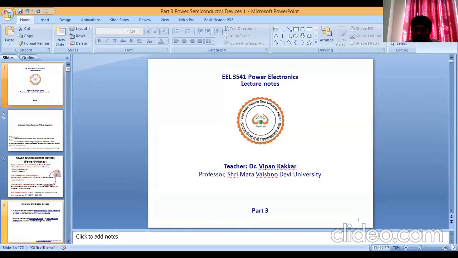So with this, we come to the end of this topic. We can do more examples on this. We can do one or two examples on this topic in tutorial sessions, and then you will be able to understand how to numerically analyze these devices in power electronic circuits. Okay, thank you.